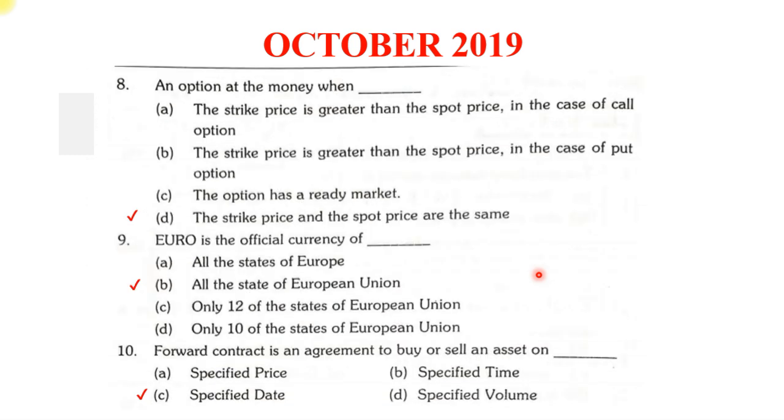Okay, next, an option is at the money when dash, the strike price and the spot price are the same. Meaning the question was: an option is called at the money when the strike price and spot price are the same. Okay. Next, euro is the official currency of dash. The answer is all the states of the European Union. And last, a forward contract is an agreement to buy and sell an asset on dash, the specified date. Again, you can read it and take a screenshot of it.